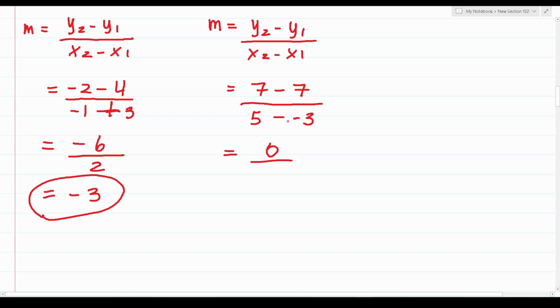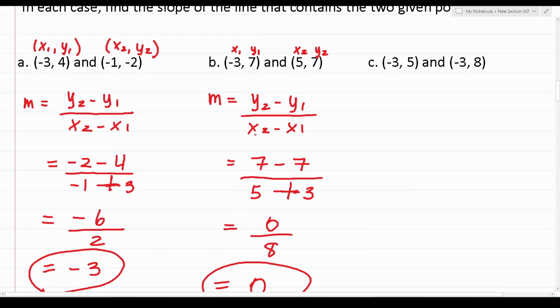5 minus negative 3, again, minus becomes plus. 5 plus 3 is 8. Again, we have 0 in the numerator. 0 divided by anything is going to be 0. All right, so the slope of this line is 0. And as I've mentioned twice in this video, when m is 0, that means you're working with a horizontal line. All right, so we're working with a horizontal line in this case.